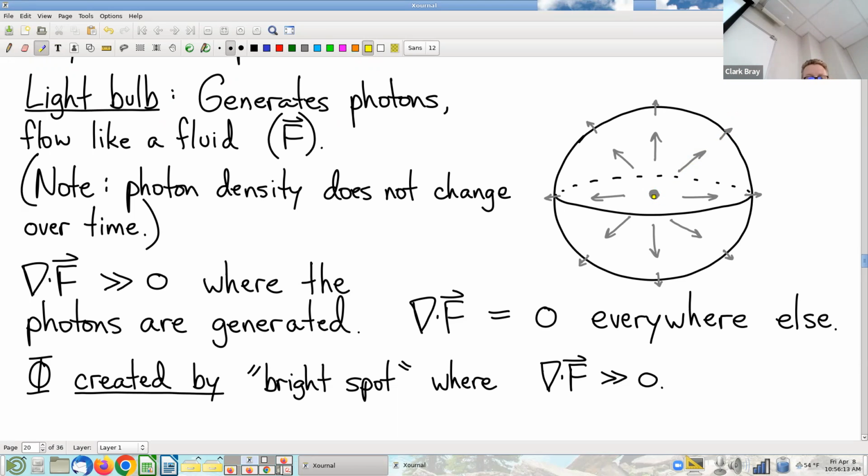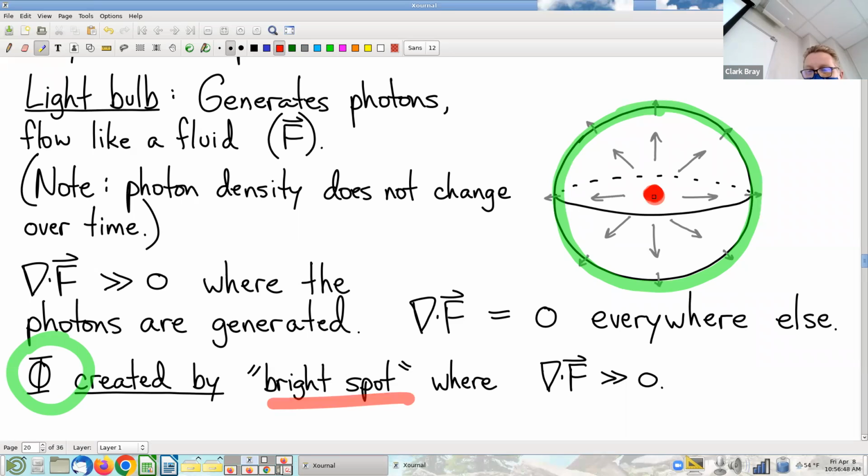Okay, so well, that makes a flux, right? And so you can look on the boundary here. You can look on the glass part of the light bulb, and you can talk about the flux that goes through that boundary. Okay, well, where does that flux happen? Where's that flux coming from? It's not coming from the glass, right? The flux is coming from the bright spot. It's coming from in there, right? Does that make sense to everybody?